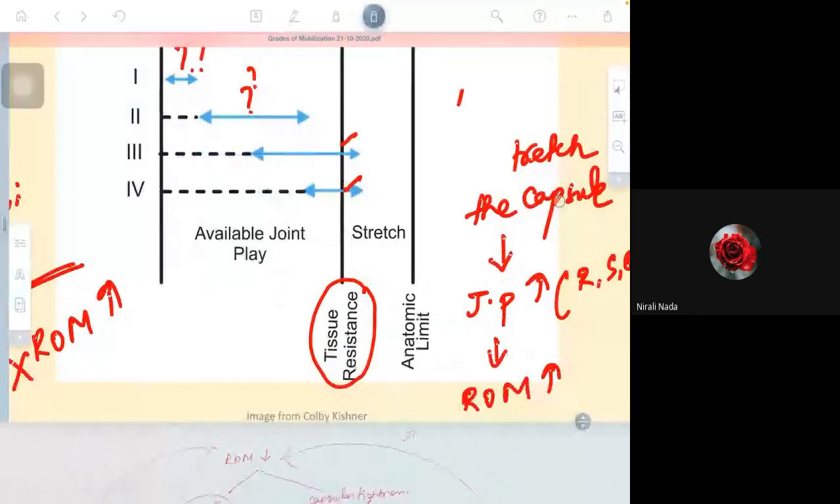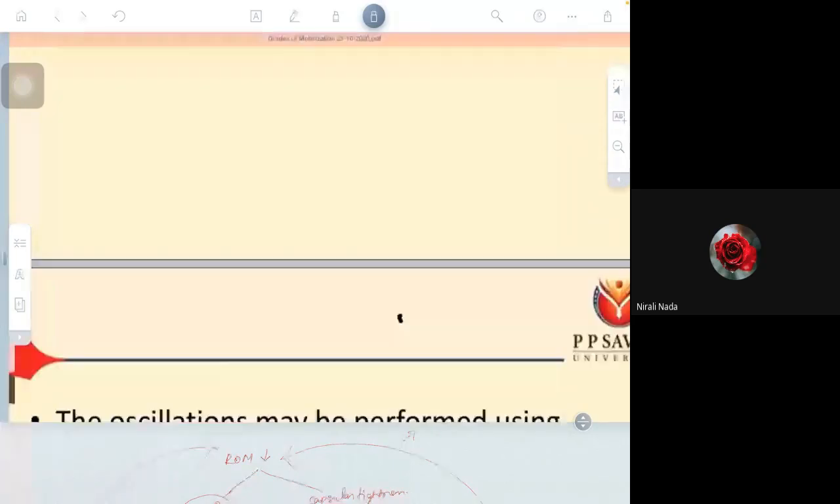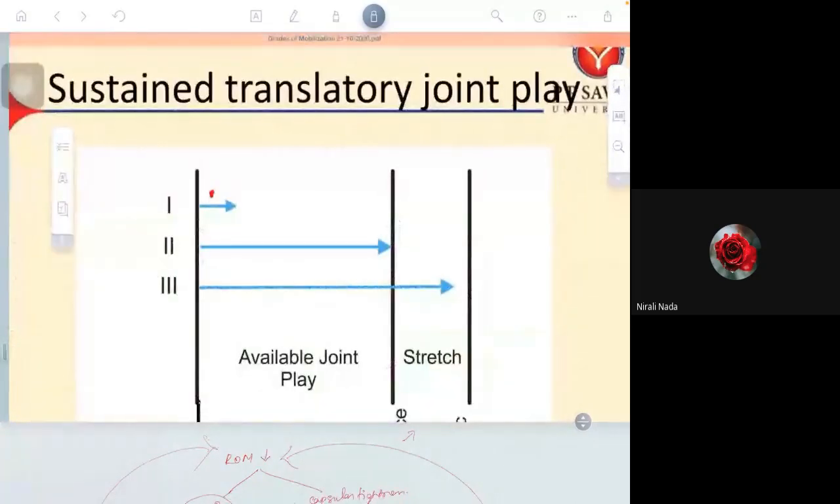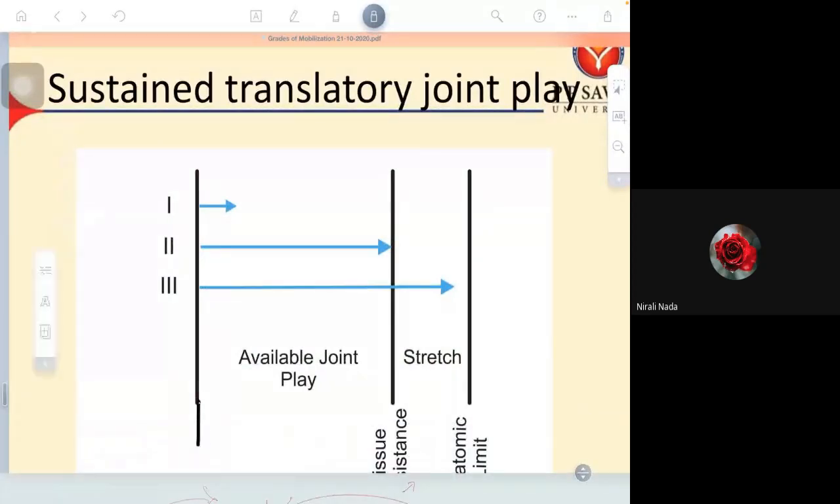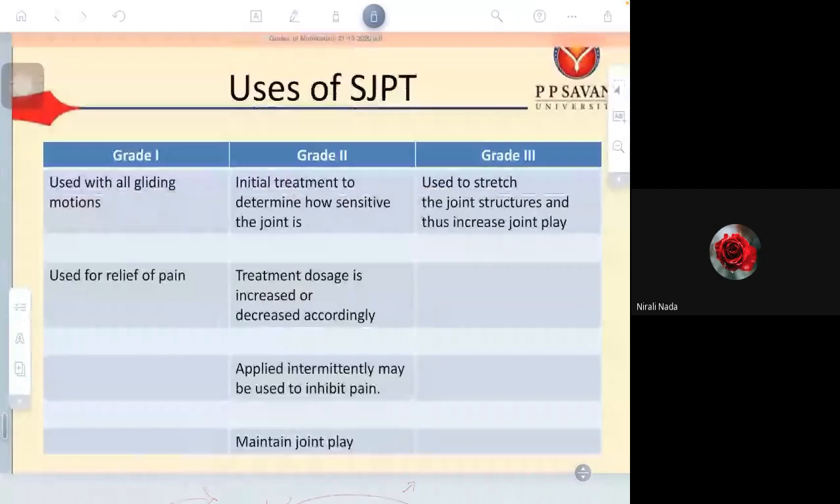Okay, now we will go for the comparison. I have taught only the graded oscillatory technique. So I will teach you now the uses of the sustained translatory joint play technique.